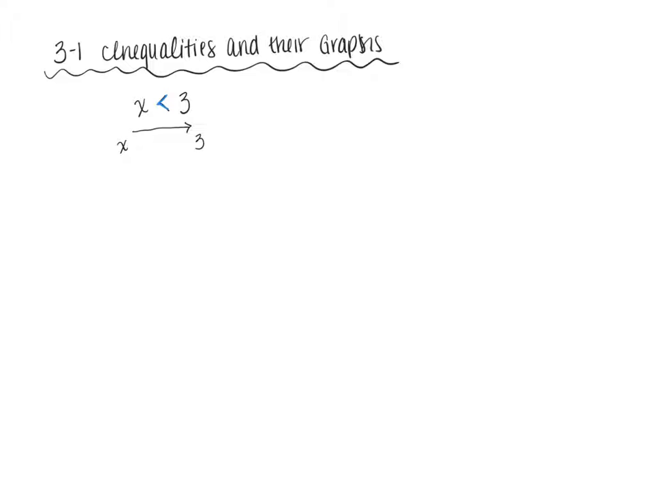All right, let's look at this inequality right here. I've got x something 3. Remember that we're going to read this from left to right. So it's x is less than 3, right? Because my teeth are here. So it's opening towards my bigger number. So if I'm coming at it from left to right, x is less than 3.